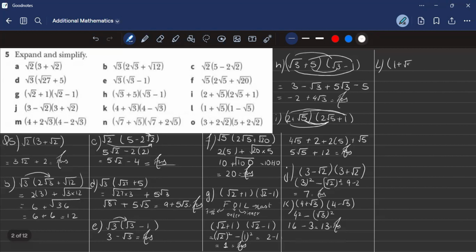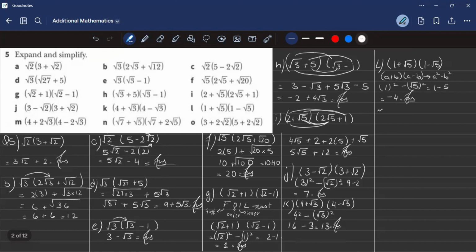So for part K, we have done here, and part L, we have again 1 plus under root 5 multiplied by 1 minus under root 5. So again, what we're going to do is simply just say, again, it's the same formula as we discussed before, a plus b, a minus b is equals to a squared minus b squared. So again, 1 squared minus under root 5 squared is equals to 1 minus what? 5. And what is 1 minus 5? That's equals to negative 4. And that's your answer for part L.